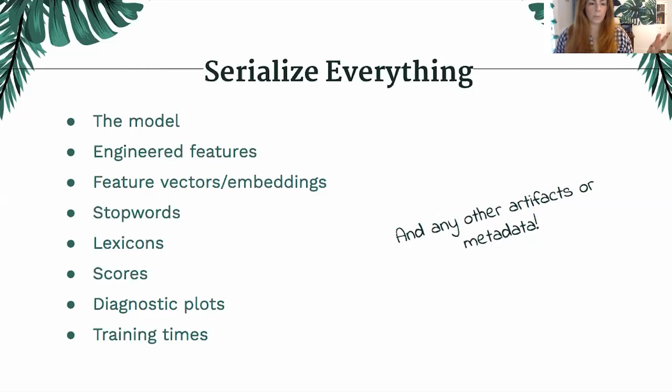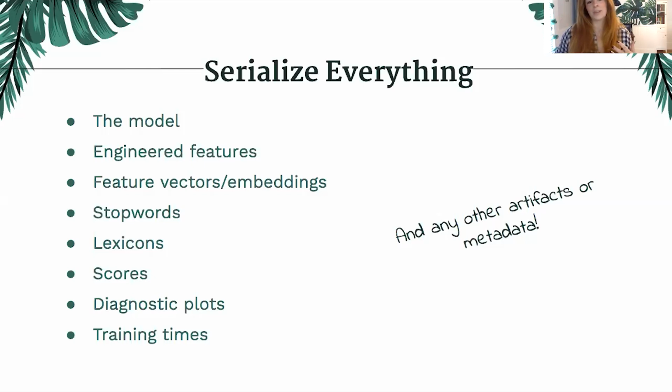So make sure there are checkpoints in your code where you're serializing not just the model, but any engineered features. That could be feature vectors, could be embedding spaces. Store the stop words that you've identified as being really meaningful in your context for removing things and making sure the important words bubble to the top. You can serialize any lexicons that you've developed, serialize the scores of your models, right?